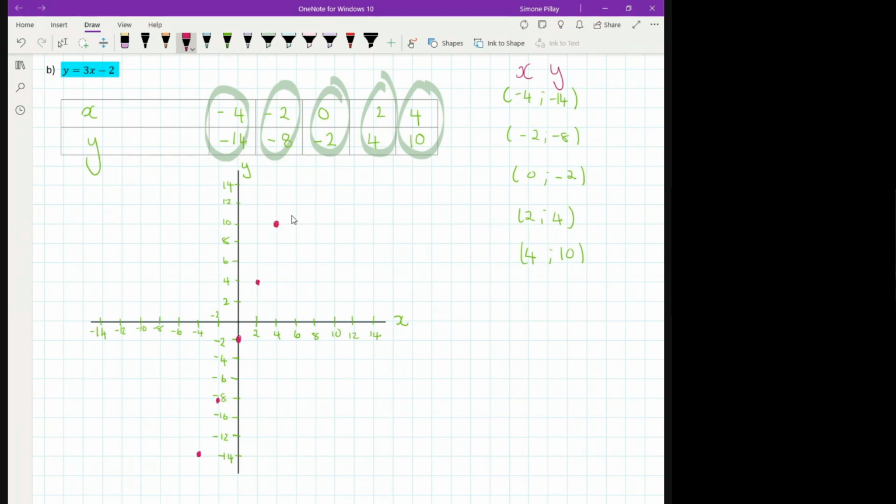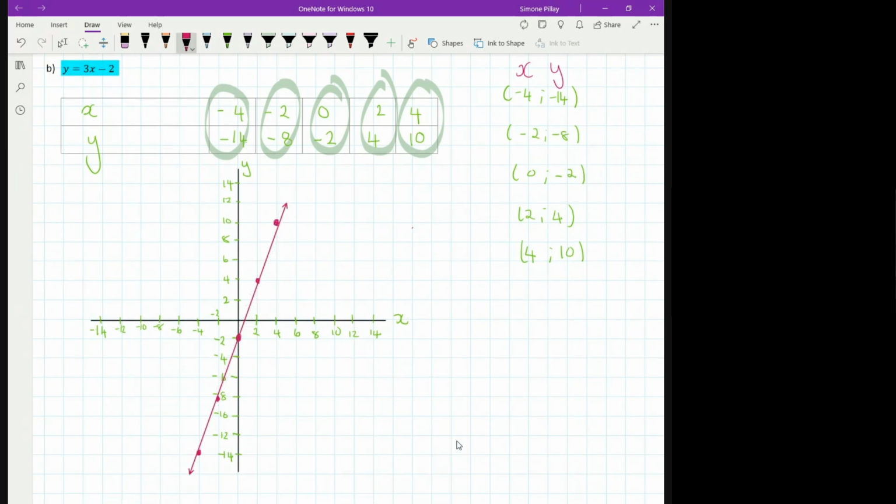Do you see? I've used different intervals, so my dots are a little bit further apart than what they were before, but they still give me this nice, neat little line that I can join. Yes, ma'am. Cool. If I were to label this, I would go y is equals to 3x minus 2.